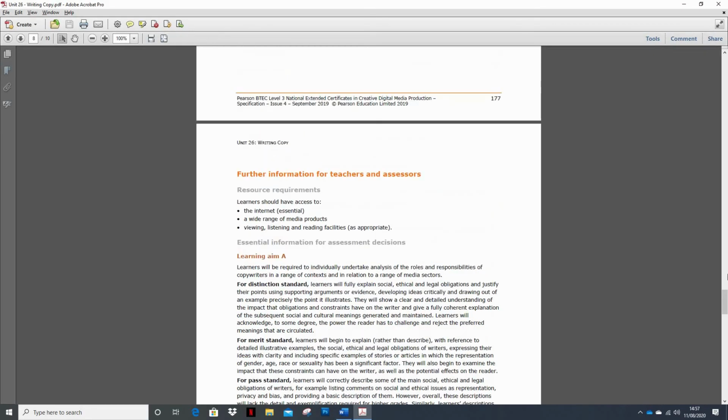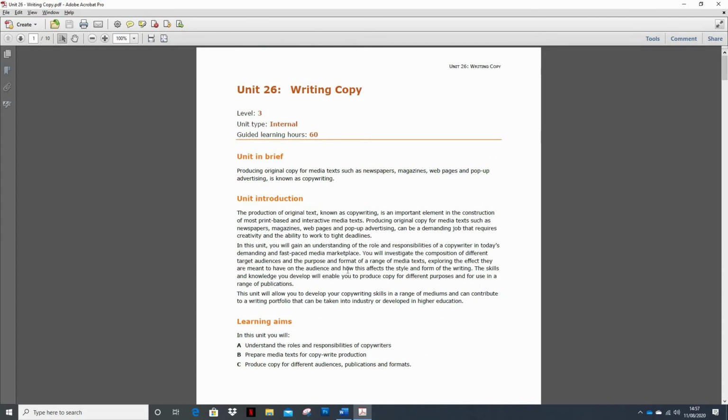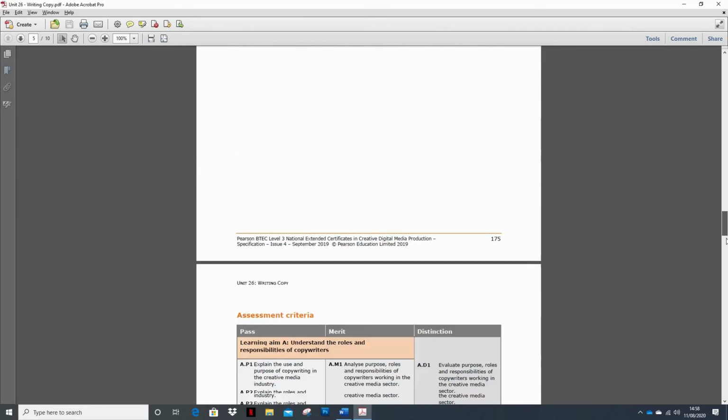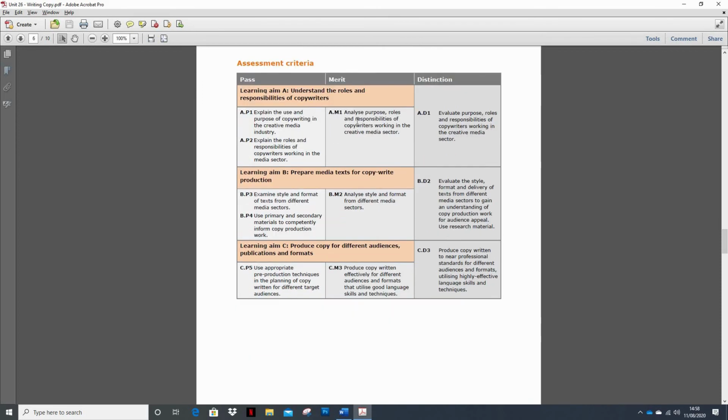So that's pretty much it for your assignment brief. You've got the unit spec as well that I've sort of gone through. It's a little bit more text heavy, but the information is probably pretty much the same. You've got the introduction to the unit, but the bit that's most important to you is this bit here, because this specifically tells you what you need to do to get a certain grade. You can see there's a difference between examine style and format of text, analyze style and format from different media sectors, and evaluate. So there's a clear differentiation of levels there. That's really important. It tells you how to get merit and distinction grades.